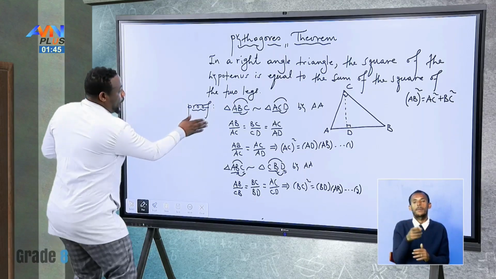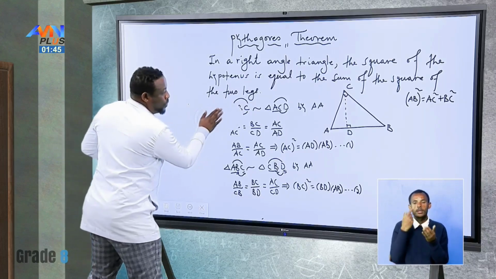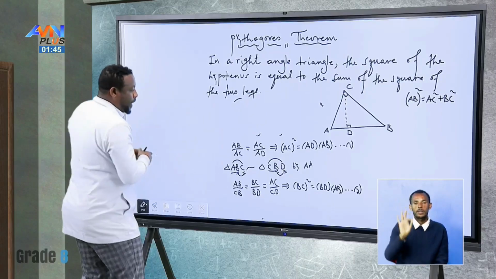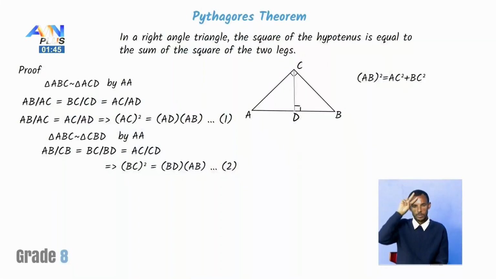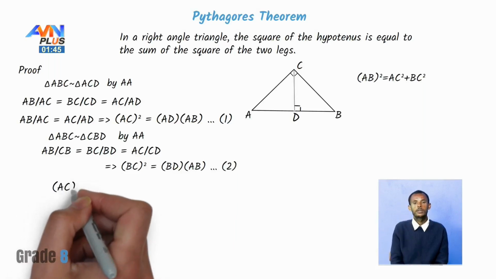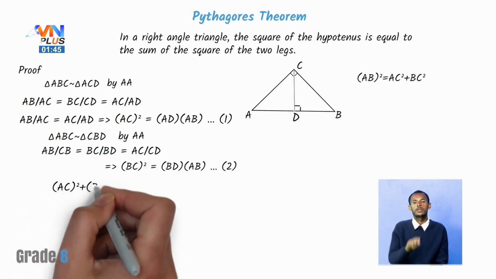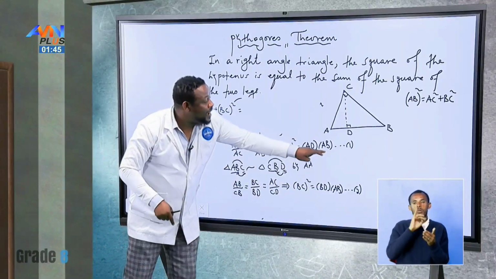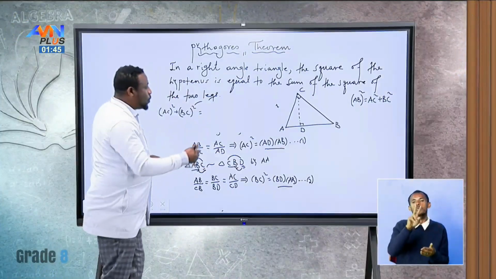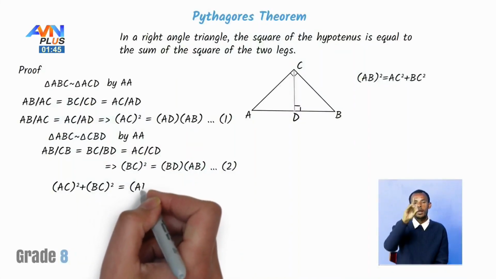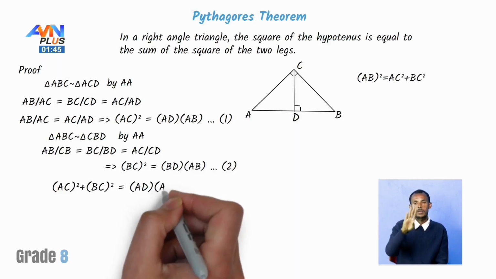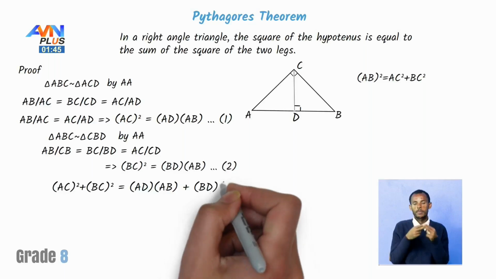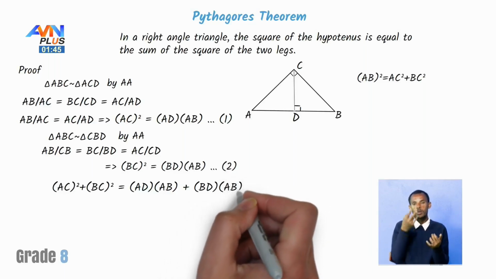Okay, so when we add these two, we get AC square. AC square plus BC square is equal to, adding these two is the same as adding these two components, right? So this is the same as AD times AB plus BD times AB.